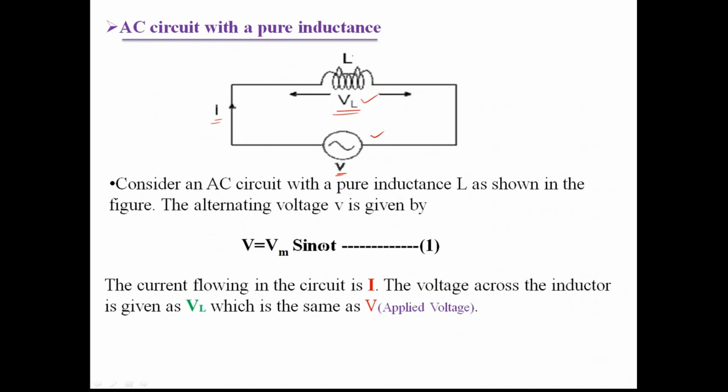VL, and the inductance L of this inductor is given by this. Now, if you apply a sinusoidal voltage V is equal to Vm sin omega t, then the current flowing in the circuit is I, and the voltage across the inductor is VL, which is the same as V. So the voltage is the same as this one because there is no other element. Therefore, we say VL is equal to V, that is the applied voltage.